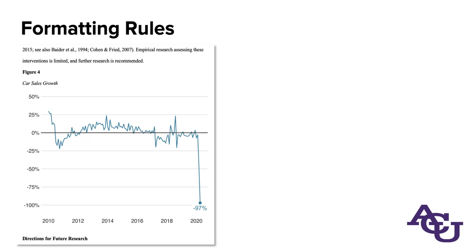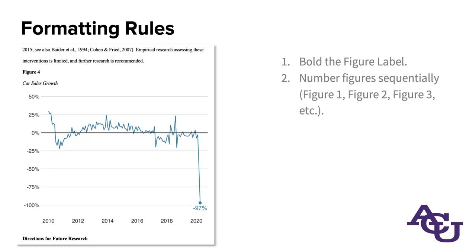So, some rules for formatting this. First, make sure you bold the figure label. That's Figure 4 in this example. Second, make sure to number the figures sequentially using numbers, not letters. So Figure 1, Figure 2, Figure 3, Figure 4, etc. Make sure you italicize the figure title and capitalize it using title case. So any word with 4 or more letters, among other things, gets the first letter capitalized.